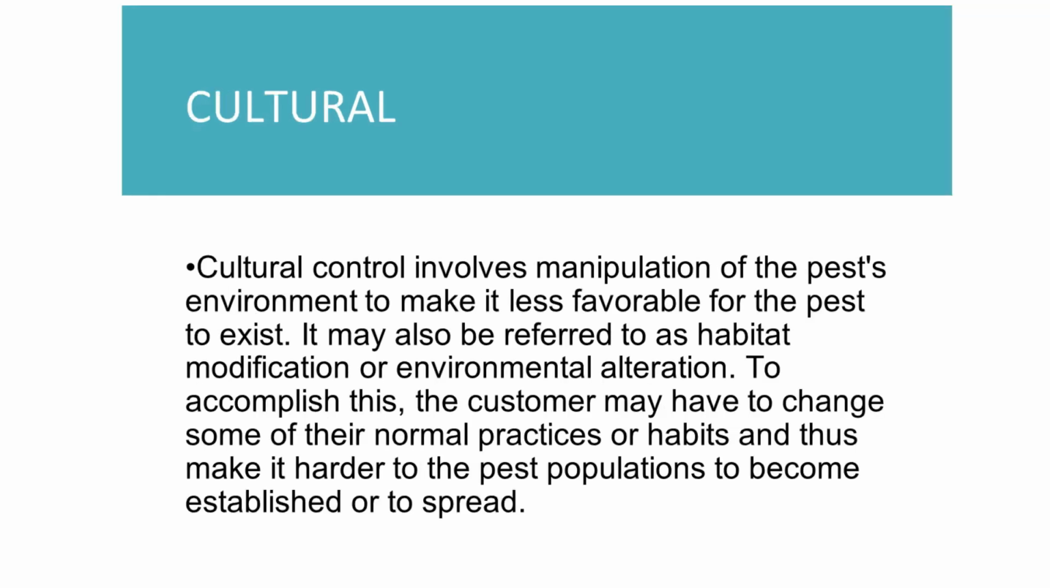destroy pests. Cultural. Cultural control involves the manipulation of the pest environment to make it less favorable for the pest to exist. It may also be referred to as habitat modification or environmental alteration. To accomplish this, the customer may have to change some of their normal practices or habits and thus make it harder for the pest populations to become established or spread.